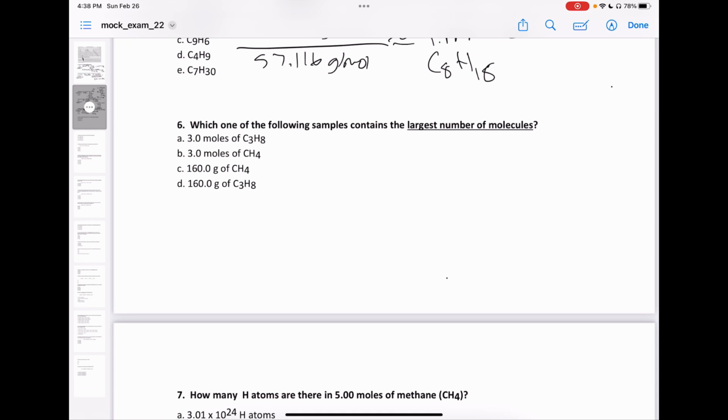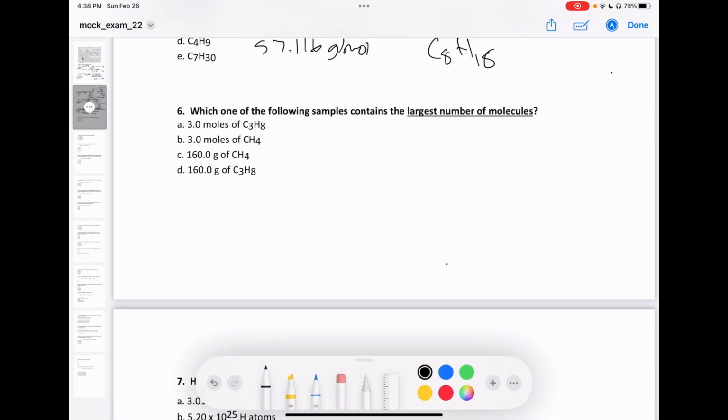Which one of the following samples contains the largest number of molecules? What we want to do here is find how many moles are in each of these things. You know that a mole of any substance has the same number of molecules, so right at the start these have the same number of molecules. And then for these two, you just want to convert those to moles and see which one has the highest number of moles, because the highest number of moles means the highest number of molecules.